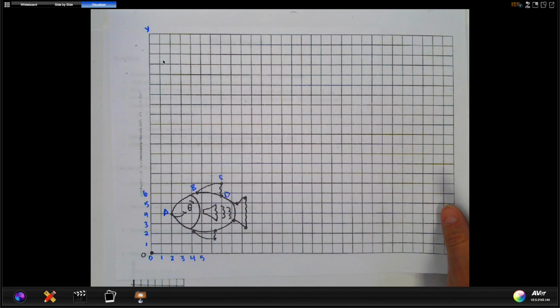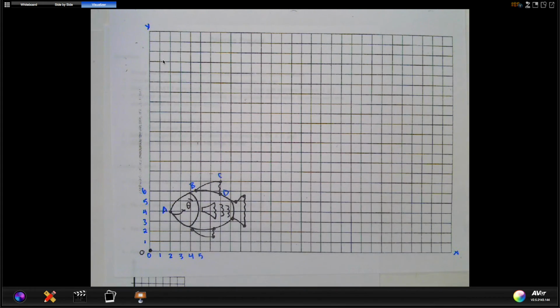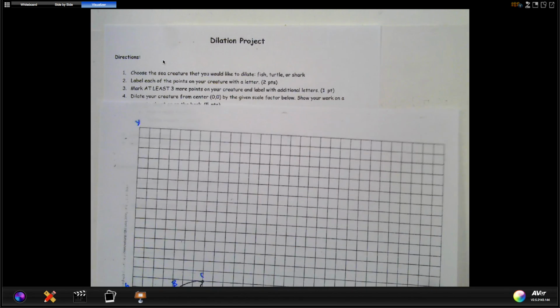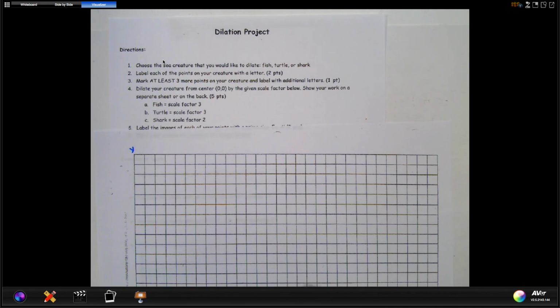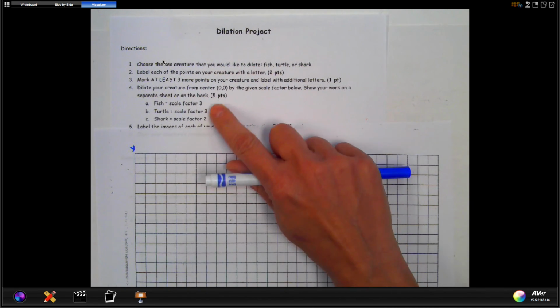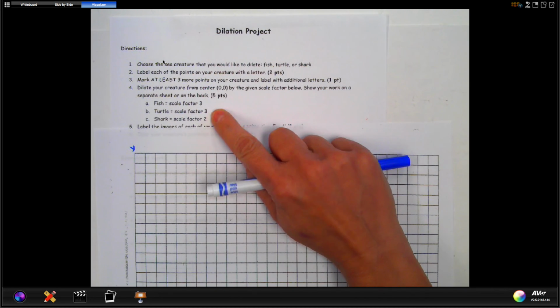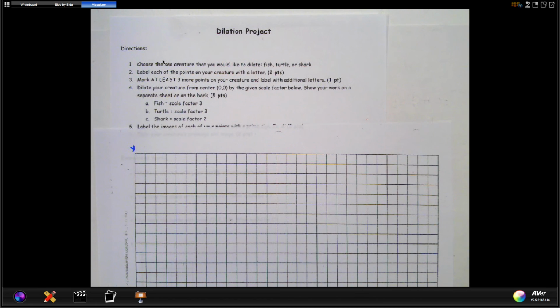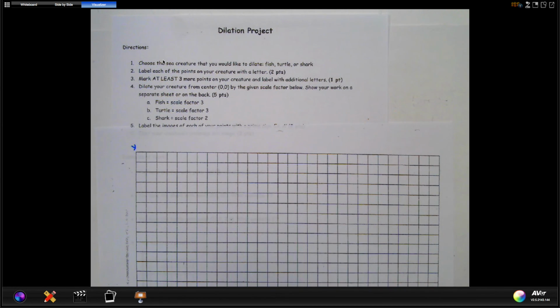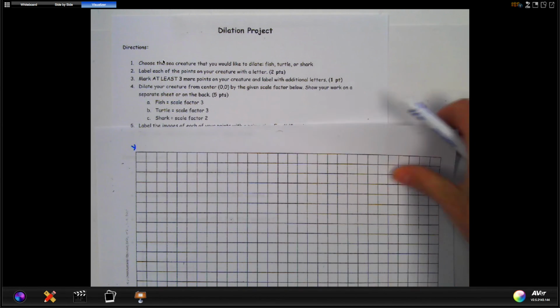And then what you're going to do with this guy is you're going to dilate him. So depending on which character you've chosen, I've listed your scale factors under number 4 here. So the fish is going to have a scale factor of 3, and so is the turtle. The shark, in order to fit on, has to have a scale factor of 2. So what you're going to do for the work in here, I'm going to show you below.